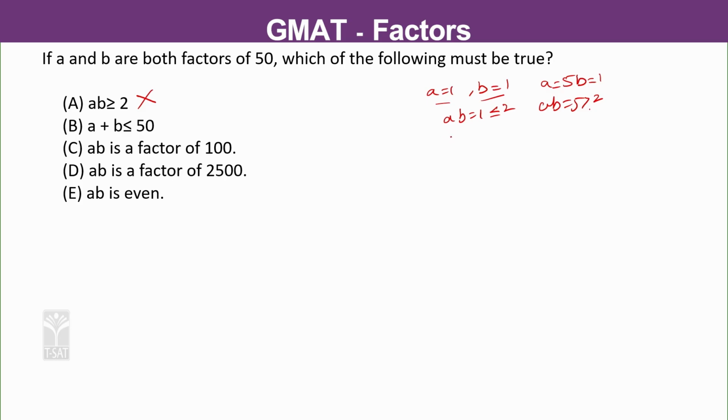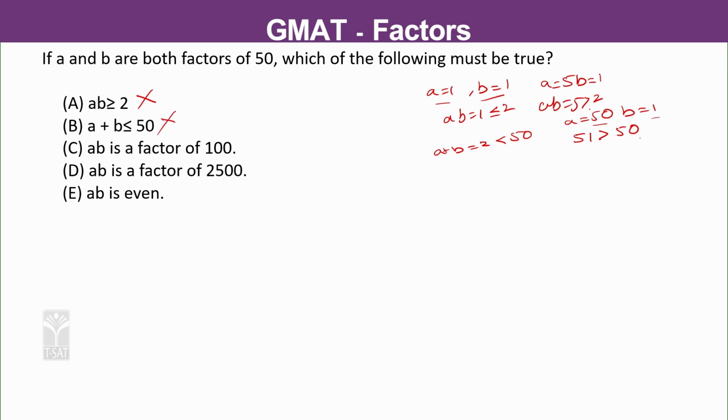Again, if A equals 1 and B equals 1, then A plus B equals 2, which is yes, less than 50. But if you take A equals 50 and B equals, say, 1, you will have the sum A plus B equals 51, which is greater than 50, because 50 is a factor of 50 definitely. So A can be 50, or it can be 1. The sum will come out to be greater than 50. So you can definitely not say for sure that A plus B is less than 50.